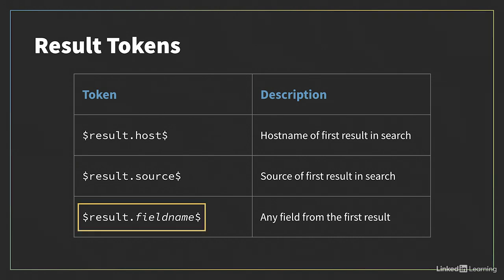Result.fieldName will give you any field you select from the first search result. So you'd put in the field as field name there. Here's where these tokens are really powerful because the result token can actually use any field name that's included in the first result. Remember when we used the rex command to generate new fields? You can actually pass those through to your alert. You can also use a command called eval to do math within your search query. So you could do things like calculate averages and output the result as a field that's then included in an alert. Let's try this out by adding some tokens to the alert we just created.